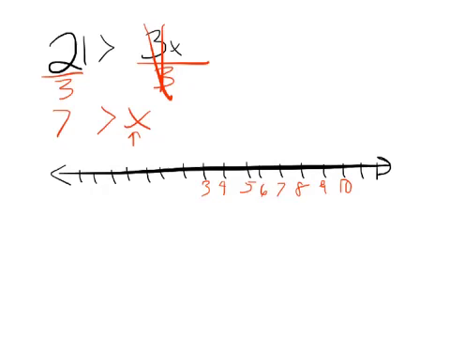Here we go. We are going to have an open dot because it's just less than. An open dot at 7. And let's put in some numbers there. 6, is 6 less than 7? Yeah. So that's the way our arrow is going to point.